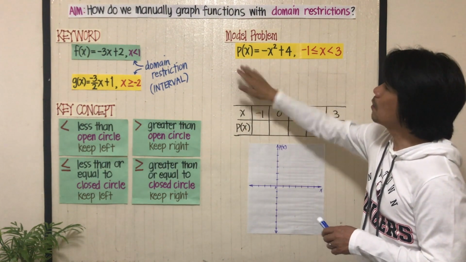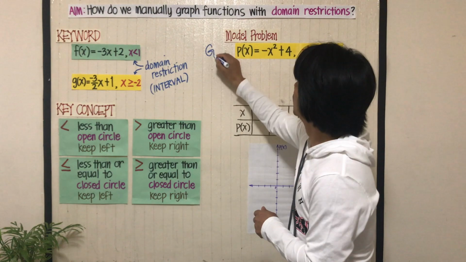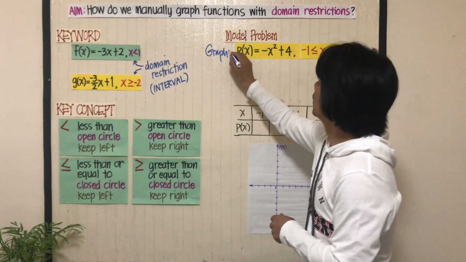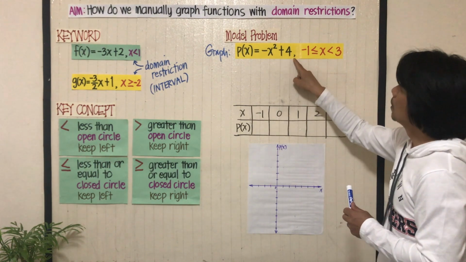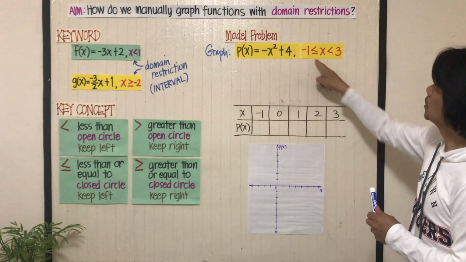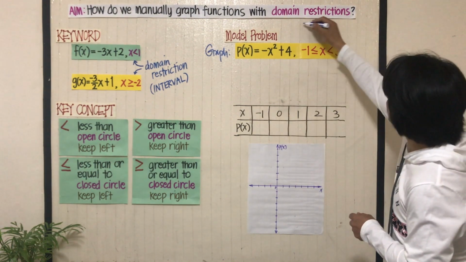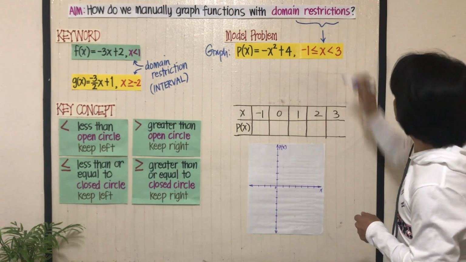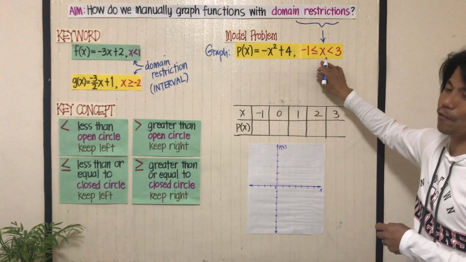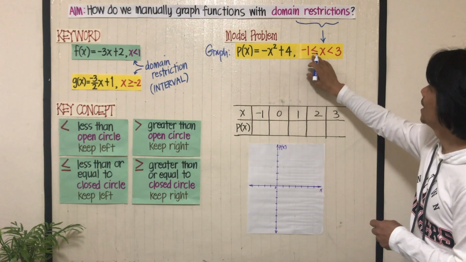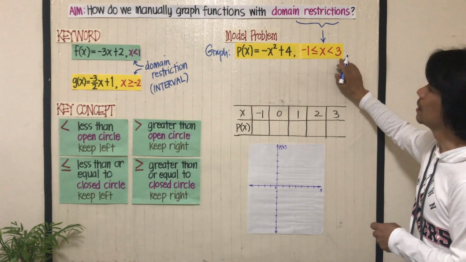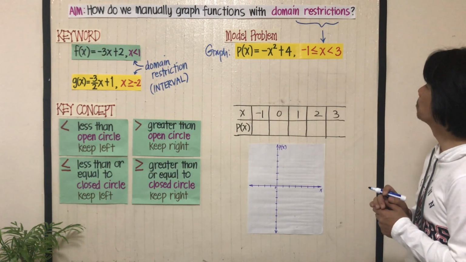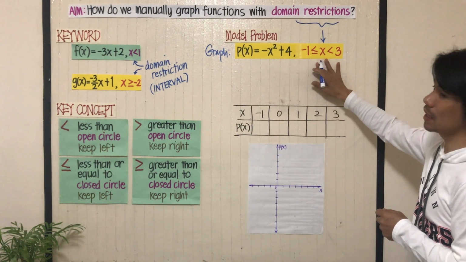If we are going to graph p of x is equal to negative x squared plus 4 with the domain restriction. This is the domain restriction right there: negative 1 less than or equal to x, x is less than 3. Now, we're gonna deal with it like this later.